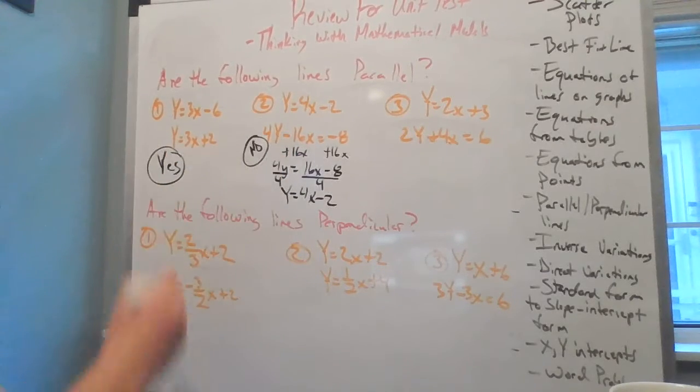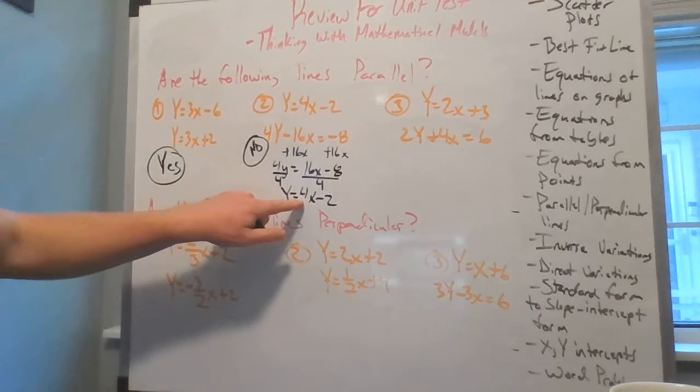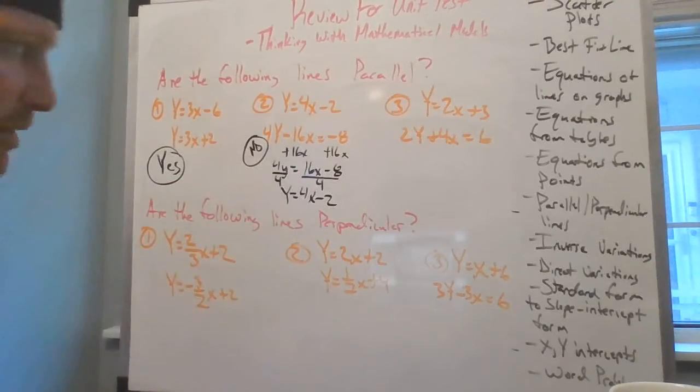Okay? Got those right there. Remember, they got to be same slope. They got to have different y-intercepts. So make sure you're doing your math correctly.